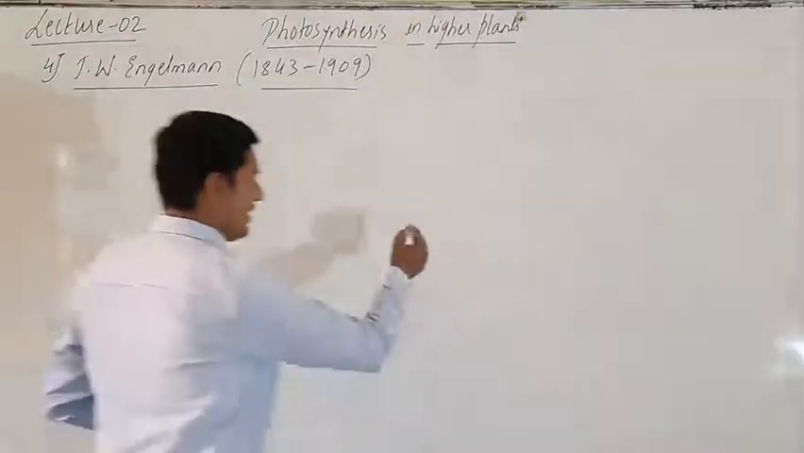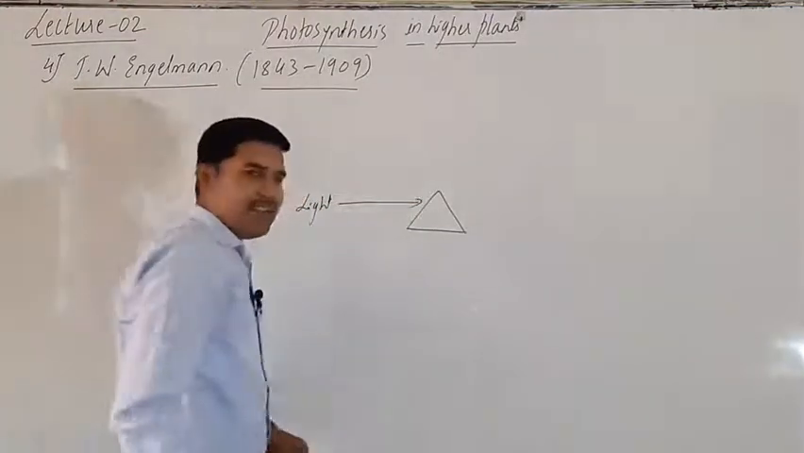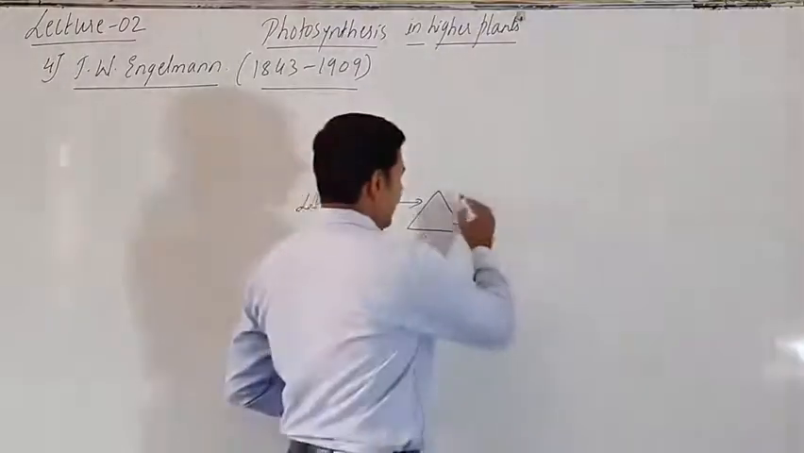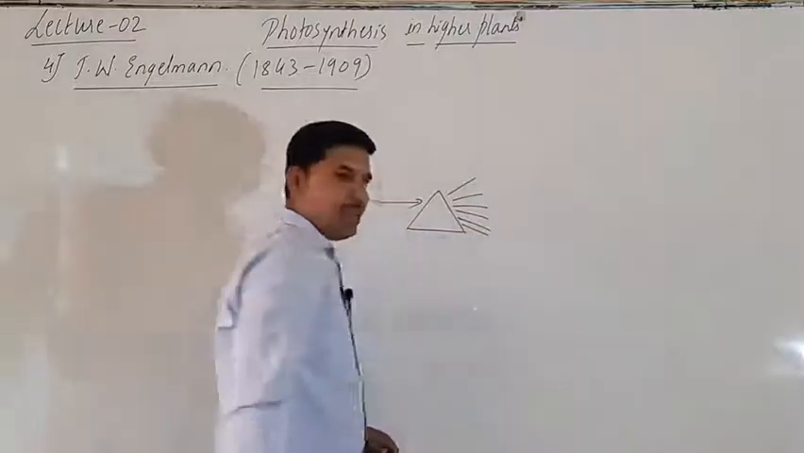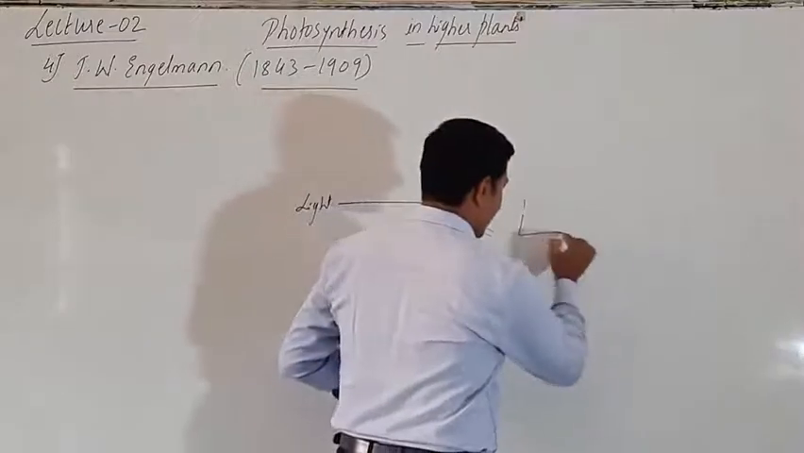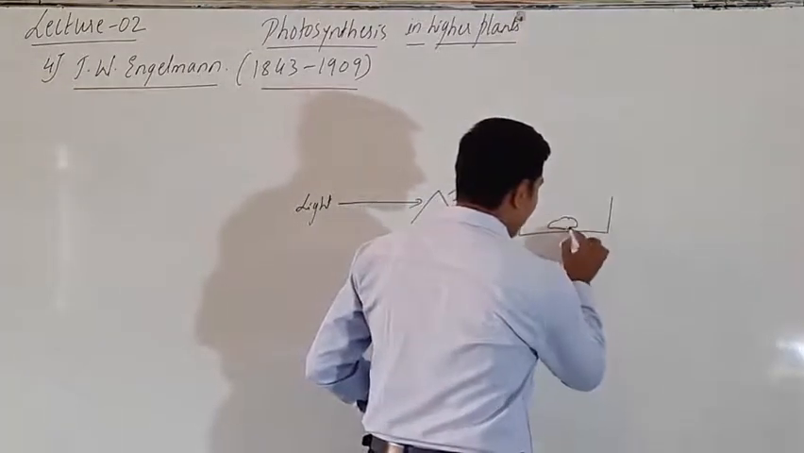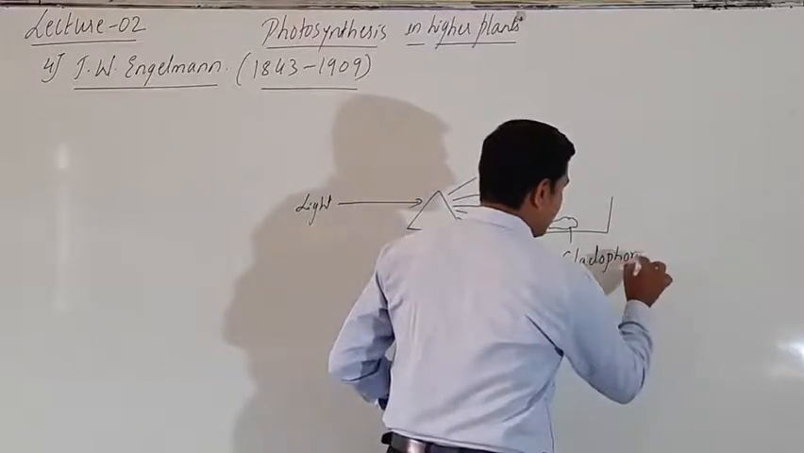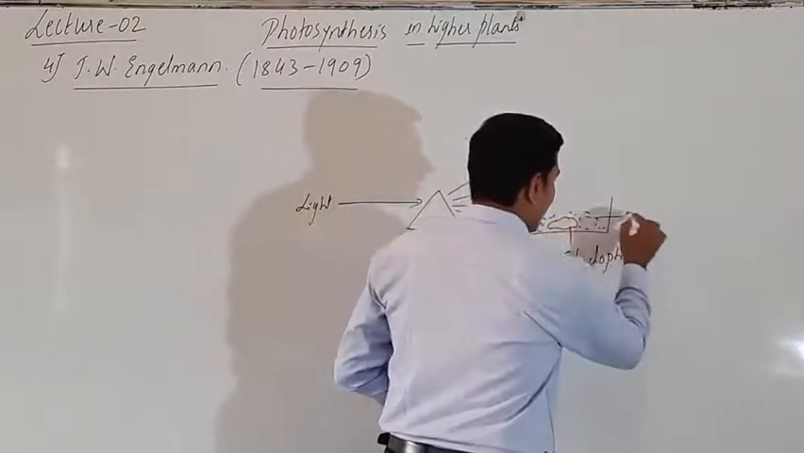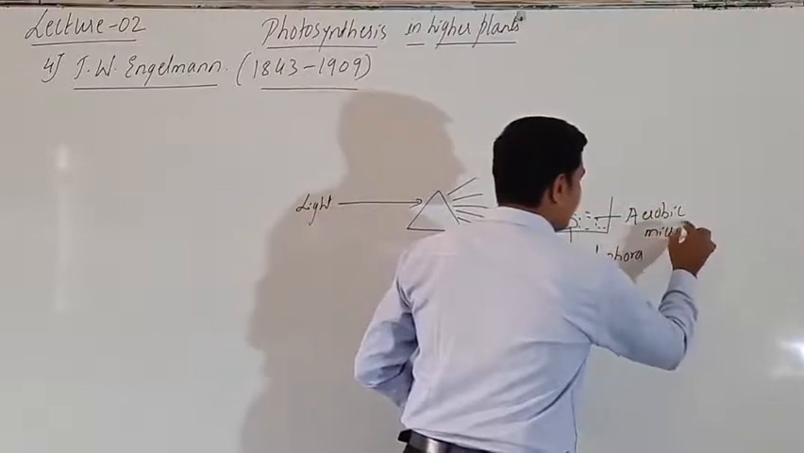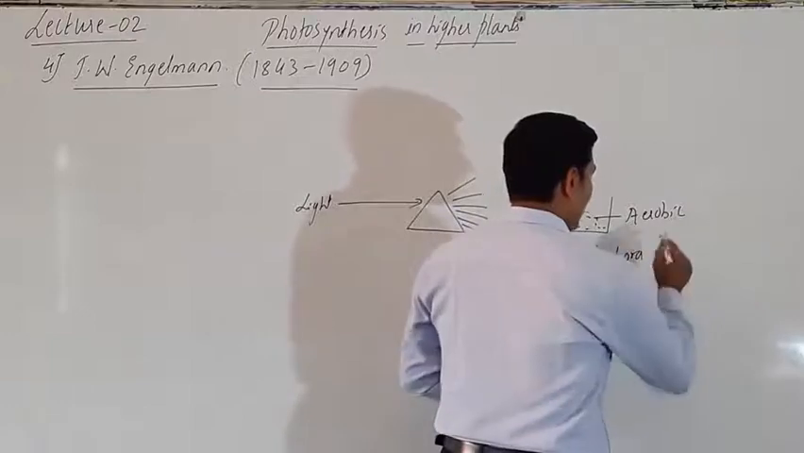T.W. Engelmann took a prism and released light onto it. This light, which we call the visible spectrum of light, splits into VIBGYOR colors. After splitting, he placed a glass plate, and on it he placed an alga called Cladophora. The suspension consisted of aerobic microbes, mainly aerobic bacteria. So he took a suspension of aerobic bacteria here.